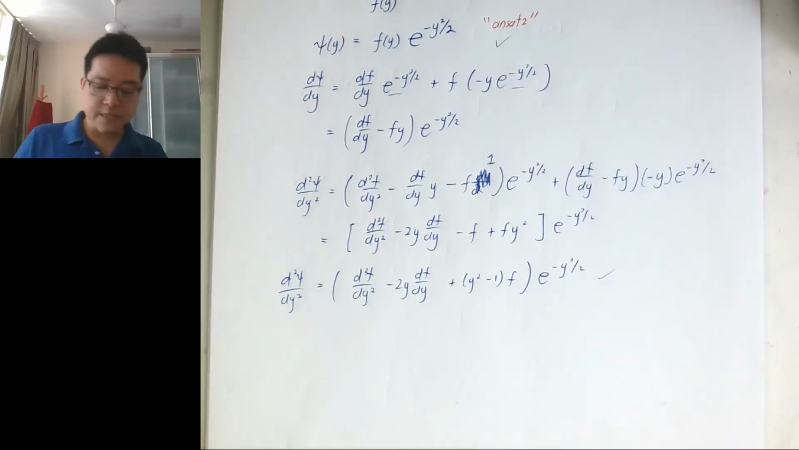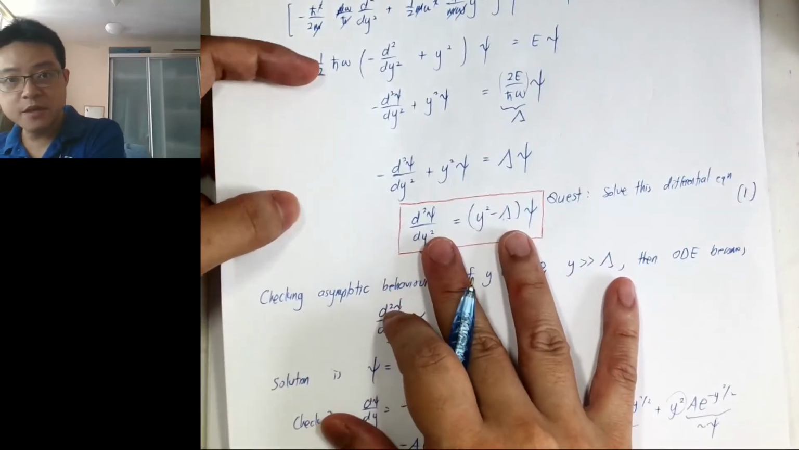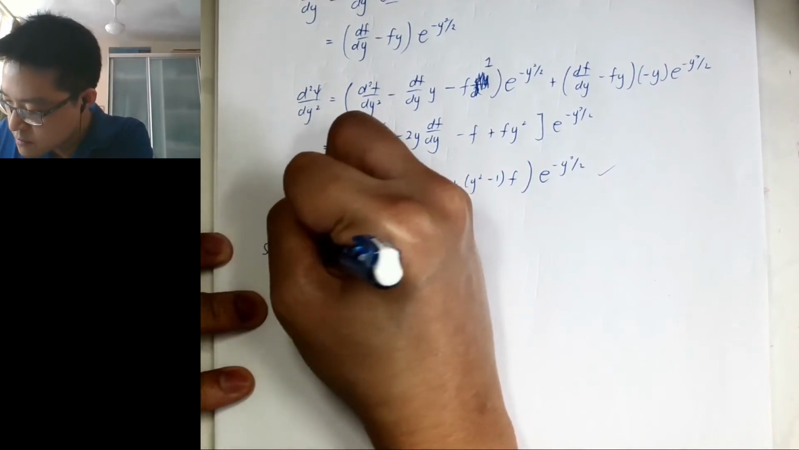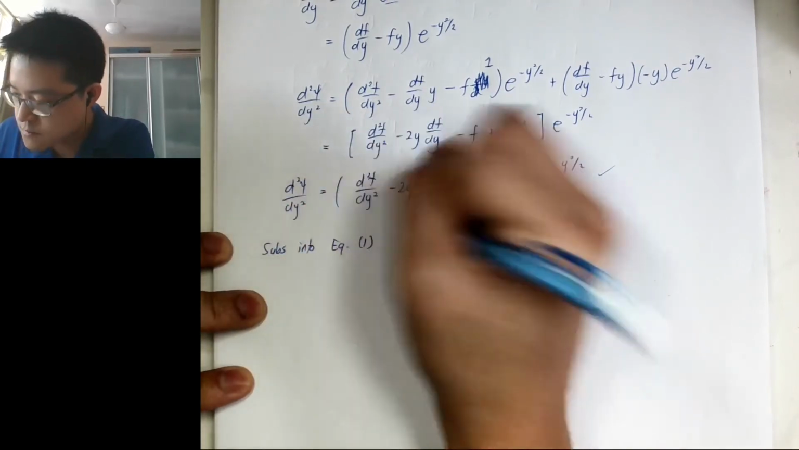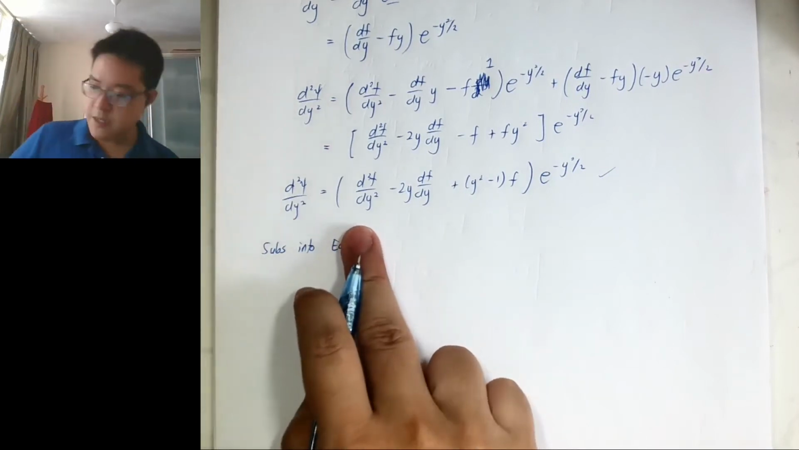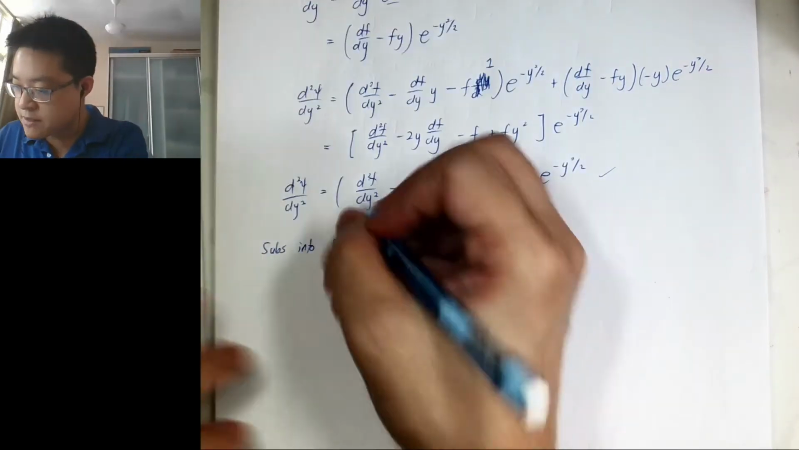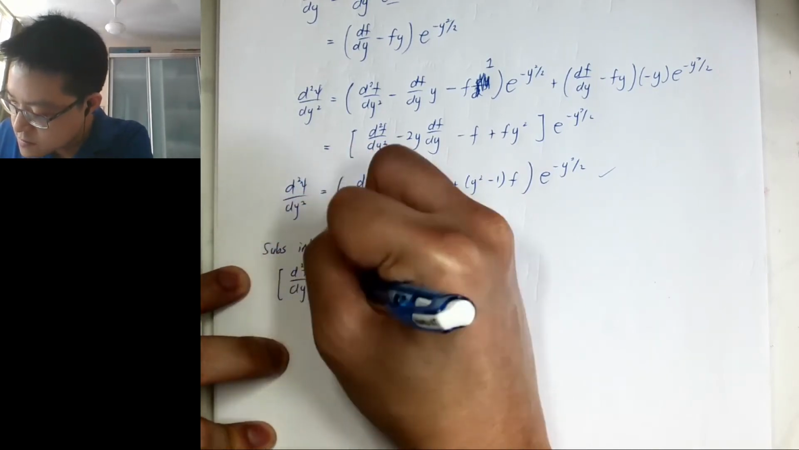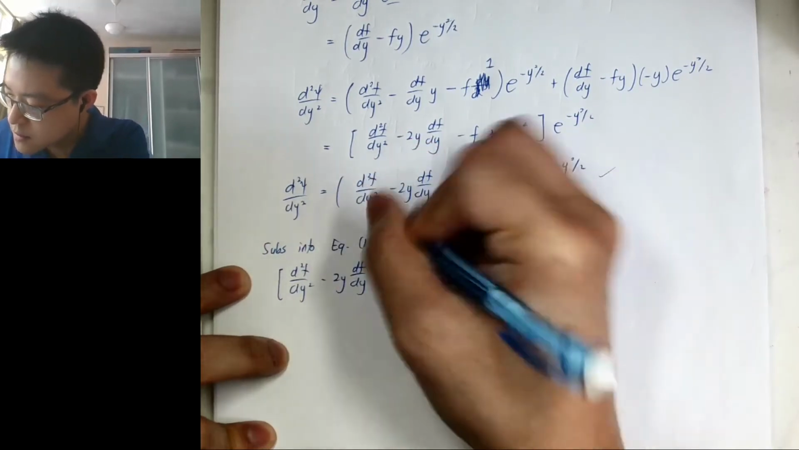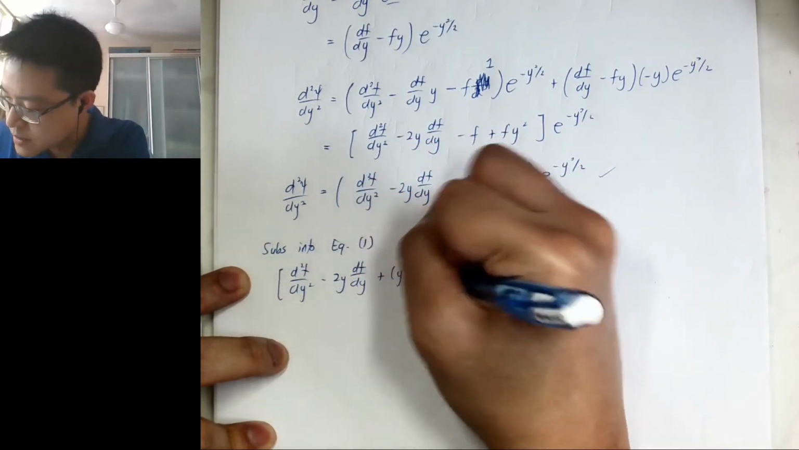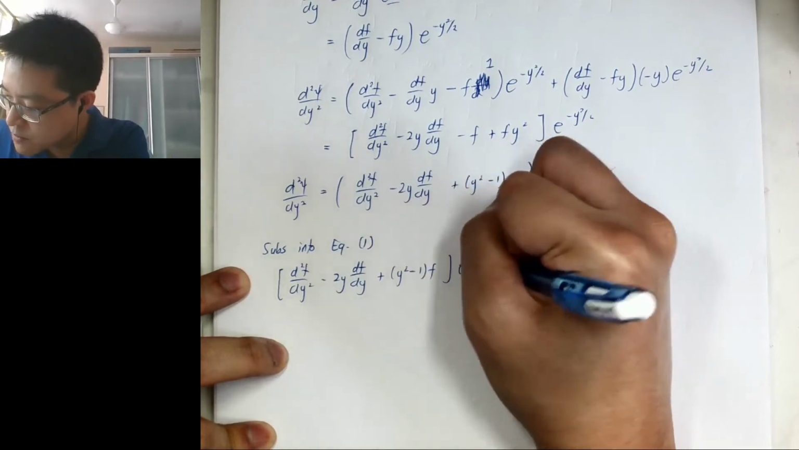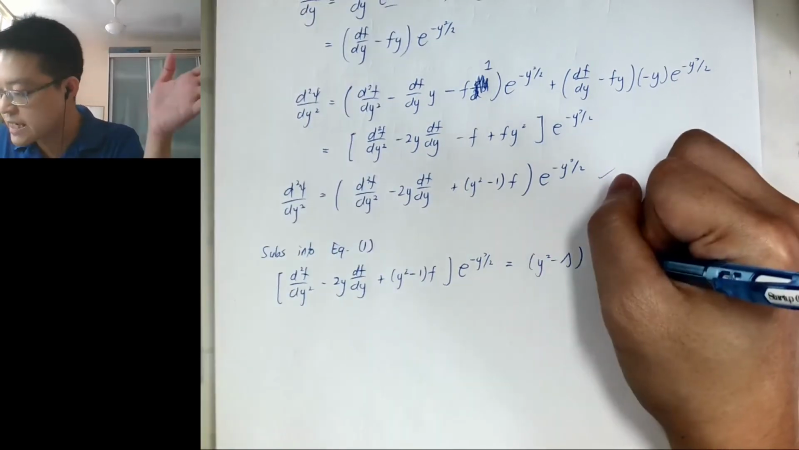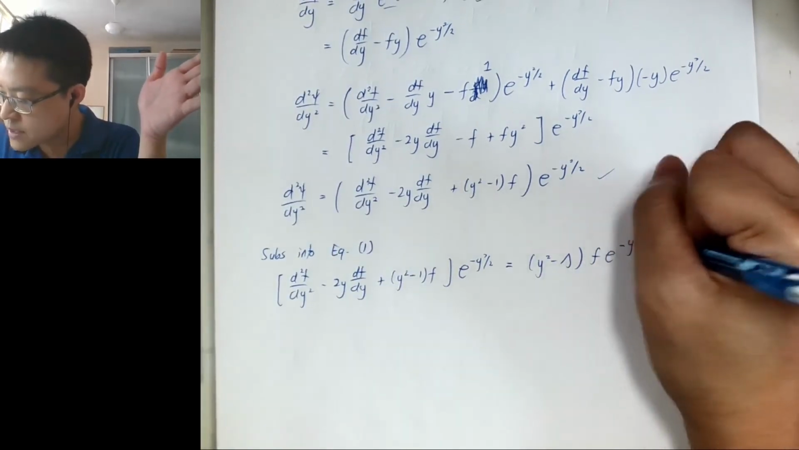Let us see what happens if we substitute into equation 1. What's equation 1 again? Equation 1 is the second derivative, so everyone's the second derivative here: d squared f over dy squared minus 2y df/dy plus y squared minus 1 times f, times e to the y squared over 2. And then on the right hand side is y squared over lambda, then psi. So psi is e to the y squared over 2 again.